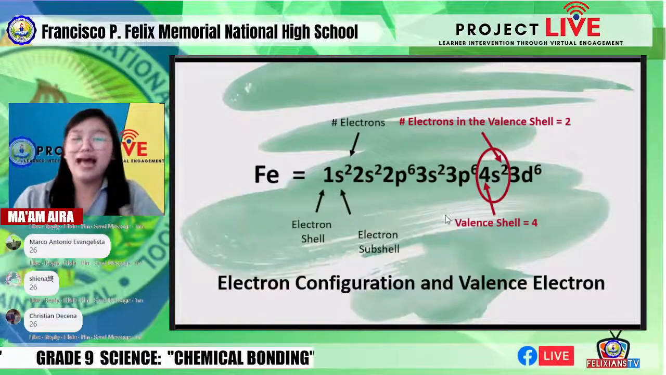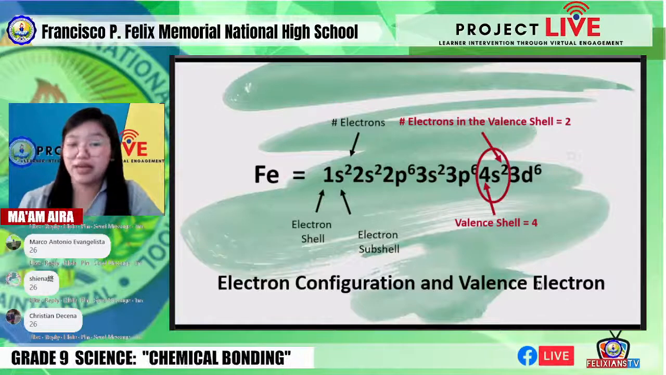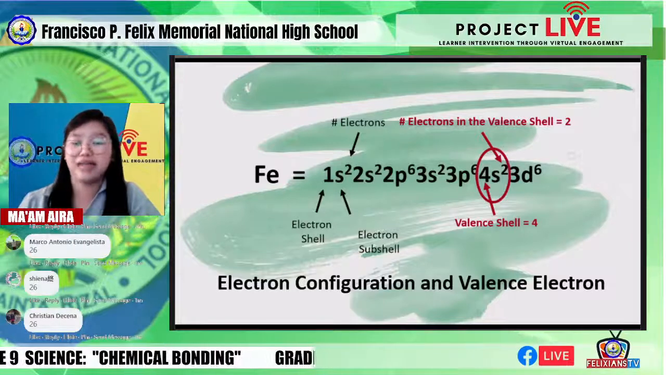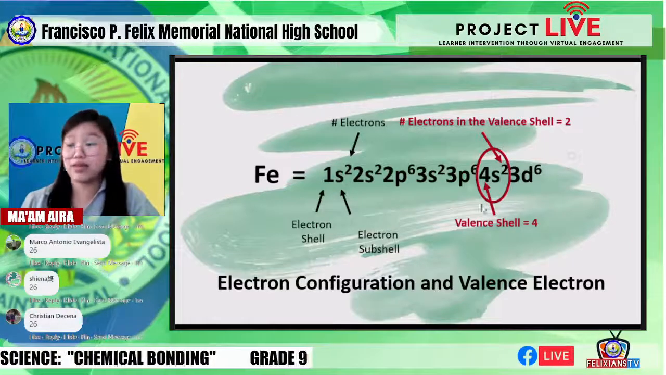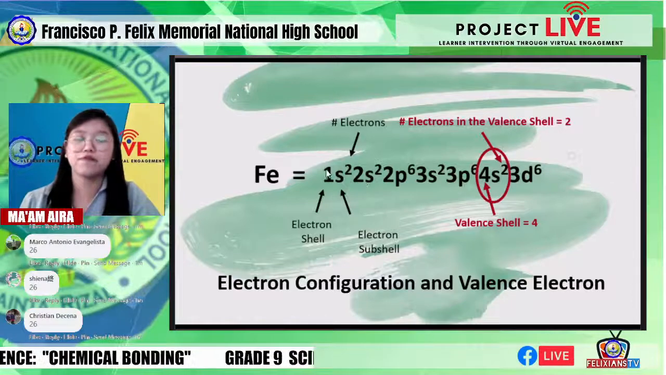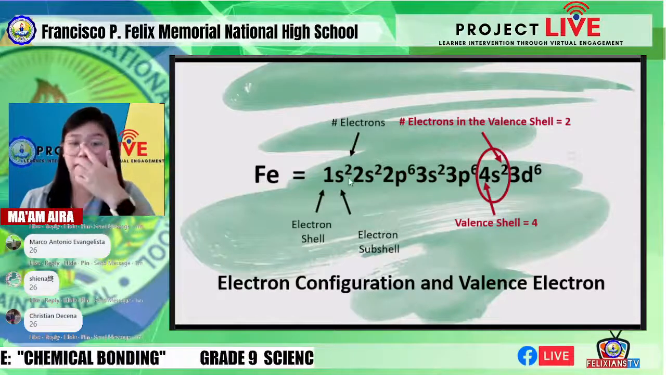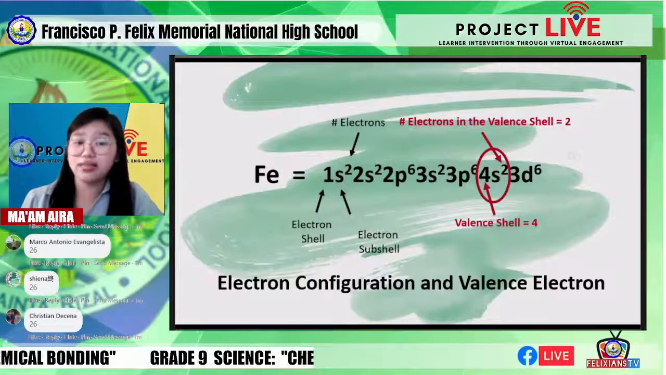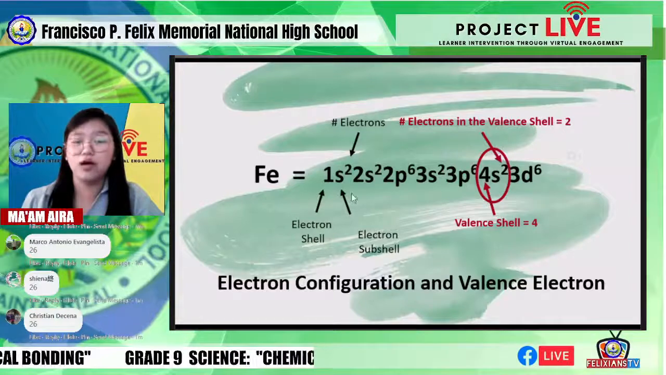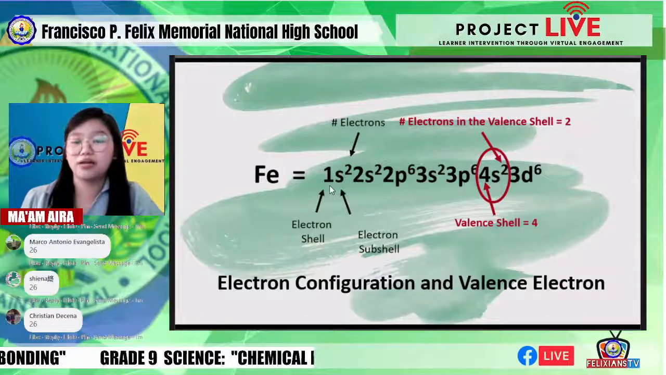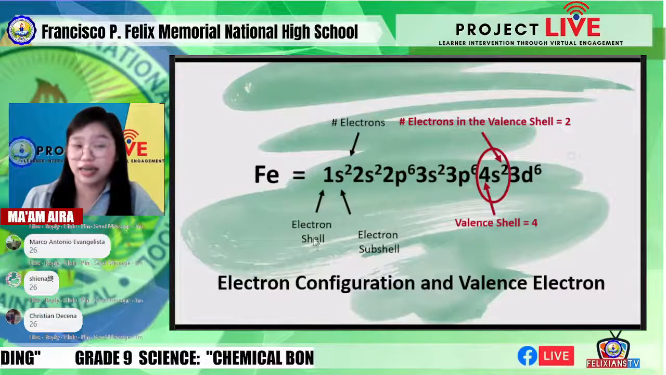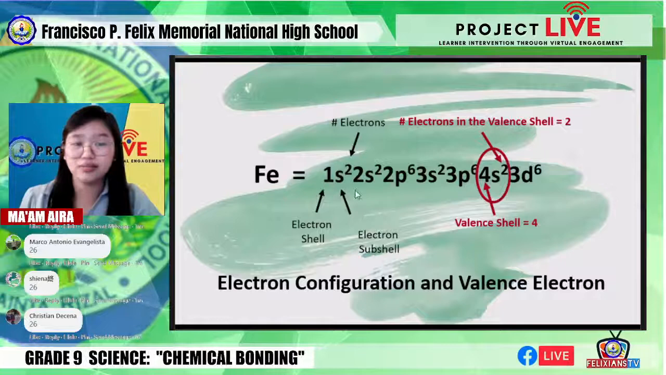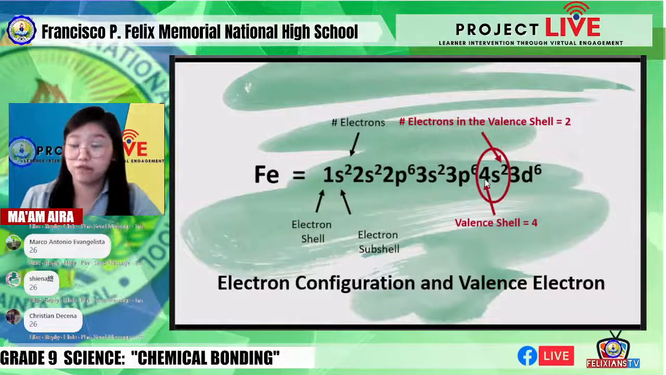Now, we will add another idea, which is the valence electron. This is very essential to our discussion this afternoon. How do we get the valence electron? This is how you get it. First thing that you need to do is to identify where is the outermost energy level. And for us to identify the outermost energy level, we have to look at the numerical coefficient or the electron shell. Here in the example, we have the electron shell 1, 2, 3, and 4.